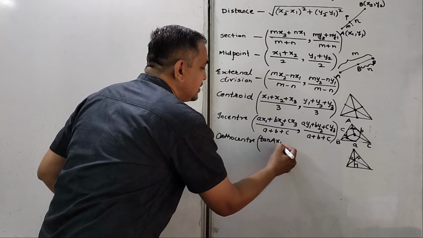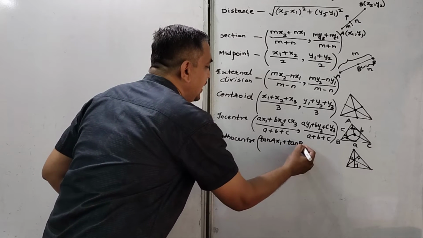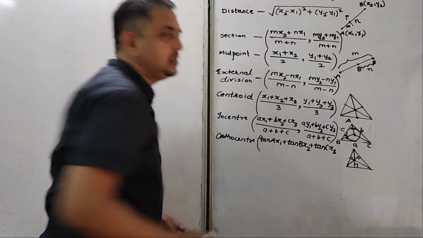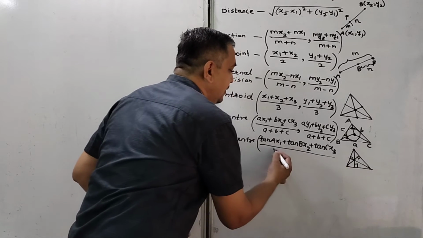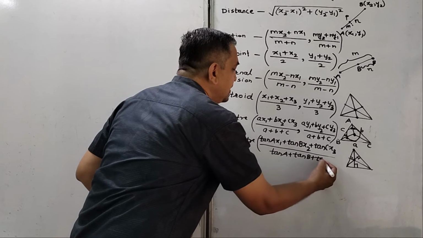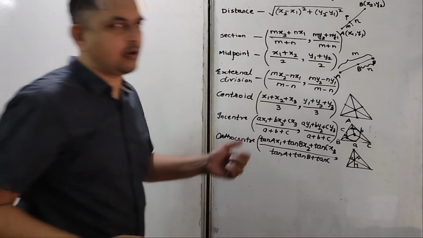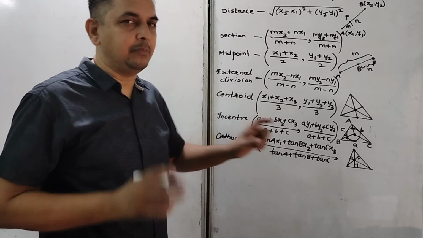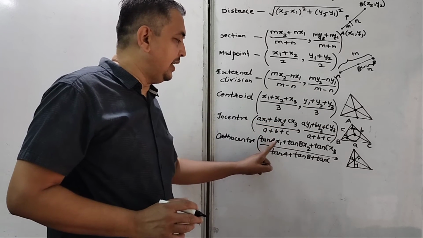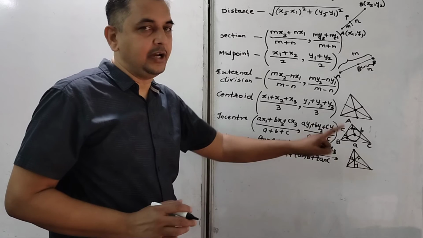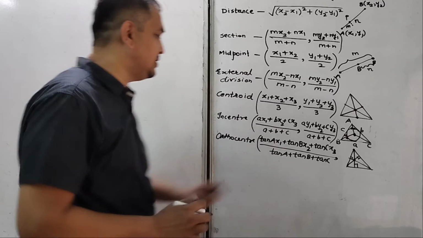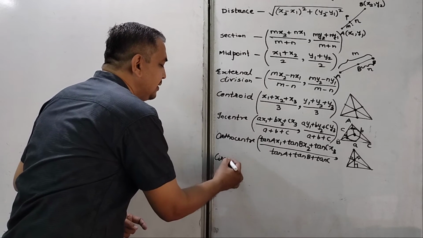Tan A into x1 plus tan B into x2 plus tan C into x3, and upon we get tan A plus tan B plus tan C. Now since there is no space for writing over here, I am not writing the y coordinate, but you can very easily guess the y coordinate. क्या होना चाहिए? (Tan A y1 plus tan B y2 plus tan C y3) upon (tan A plus tan B plus tan C). And for circumcenter, what is circumcenter?